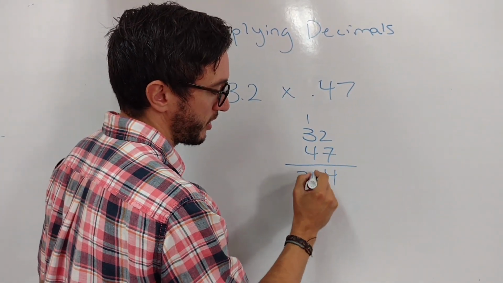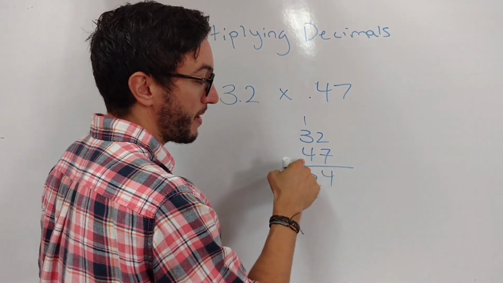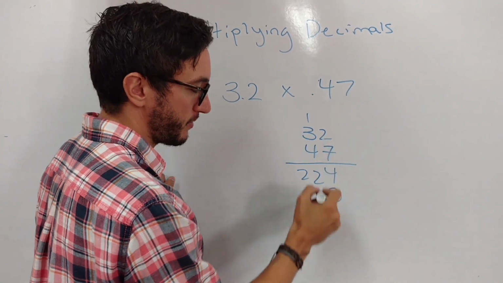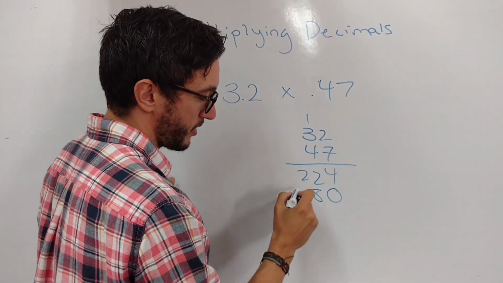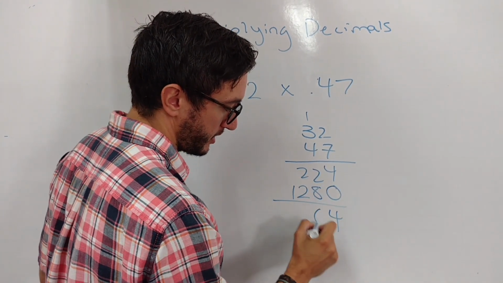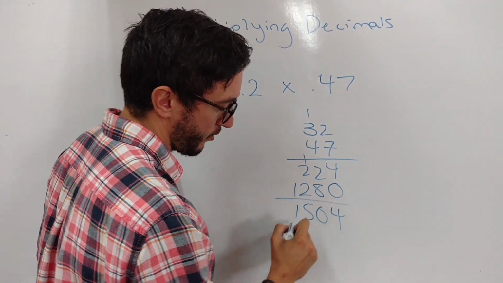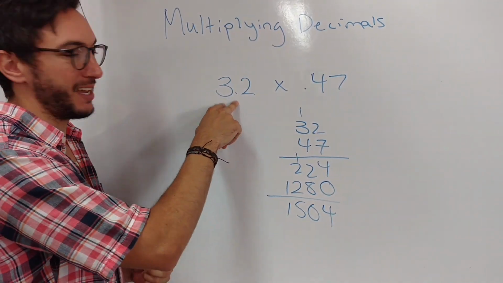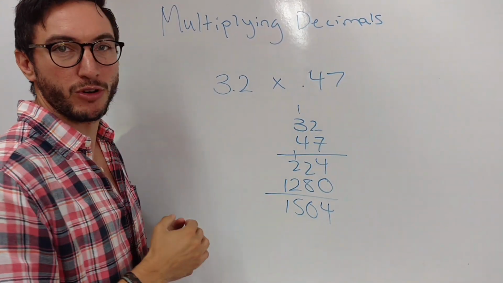14, 21, 22, 4. Remember, this one's in the tens place, so I'm going to add a 0. 4 times 2 is 8. 4 times 3 is 12. Then I'll add 4, 10, 5, 1. Again, 1,504 is not the same as 3.2 times 0.47.